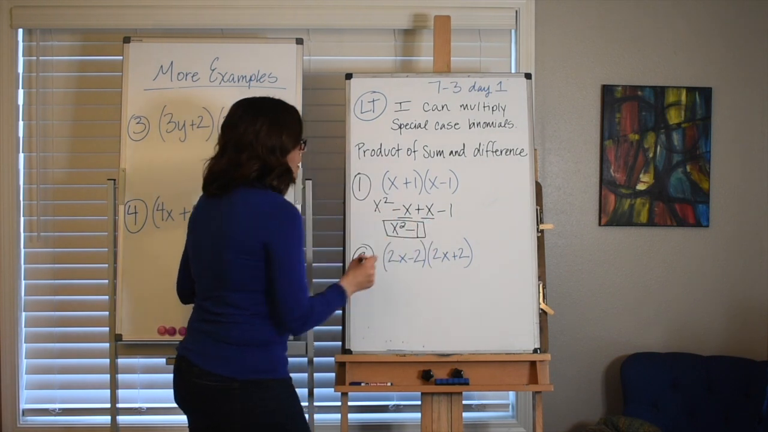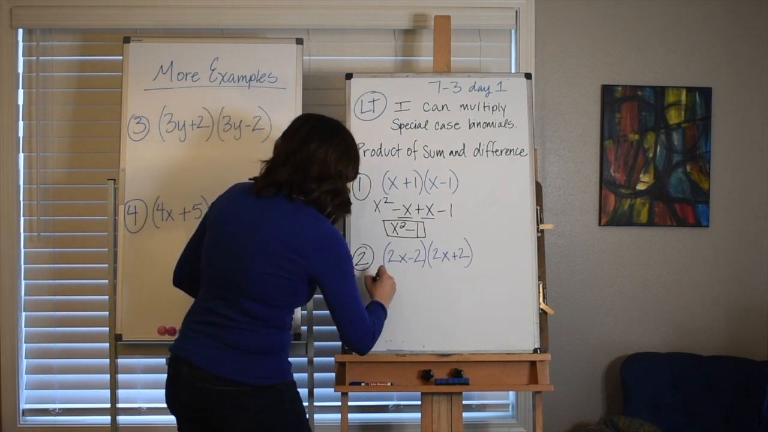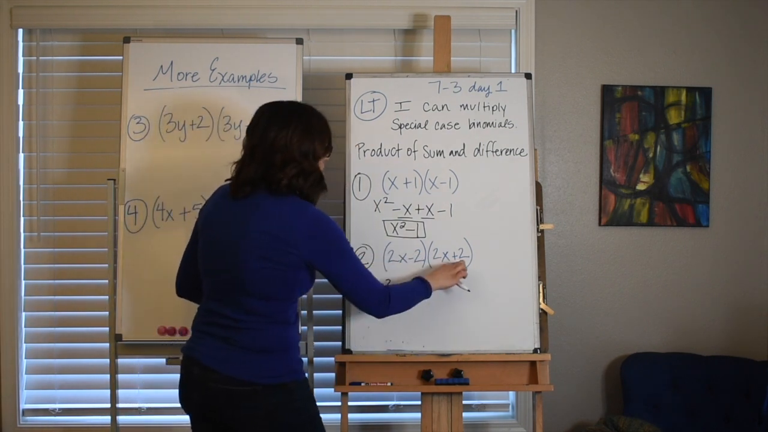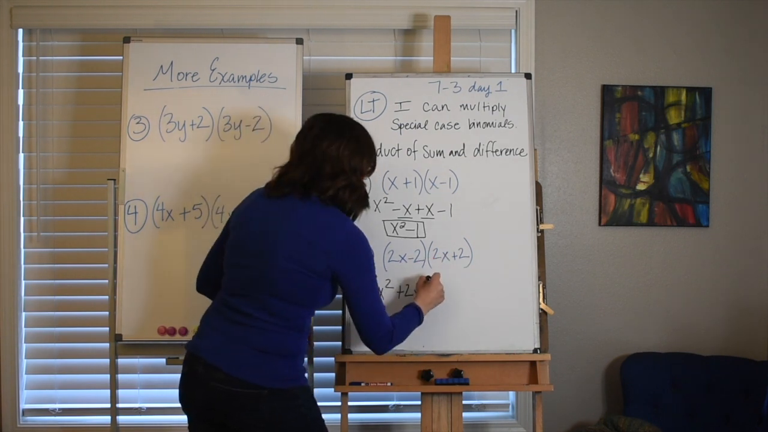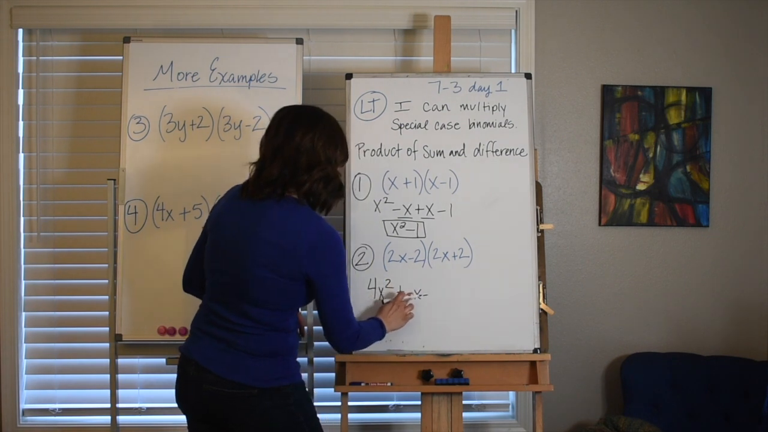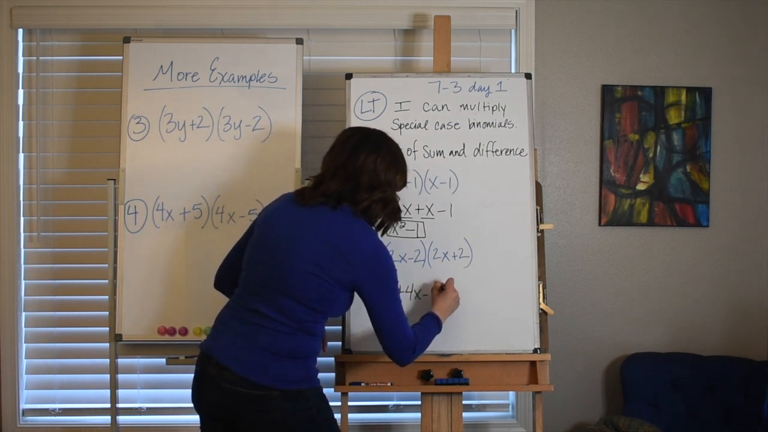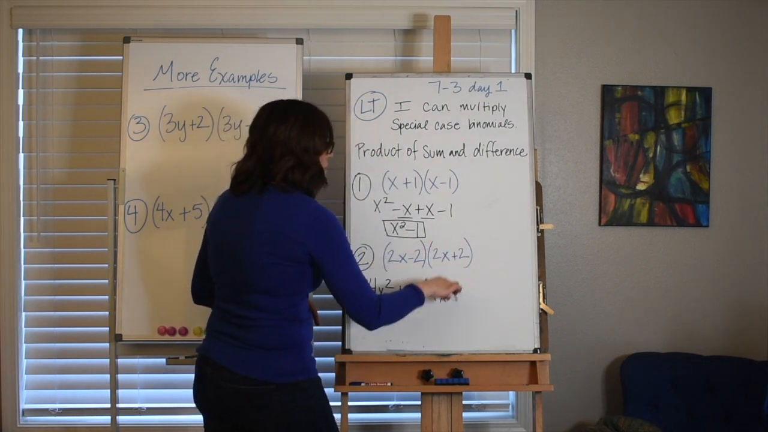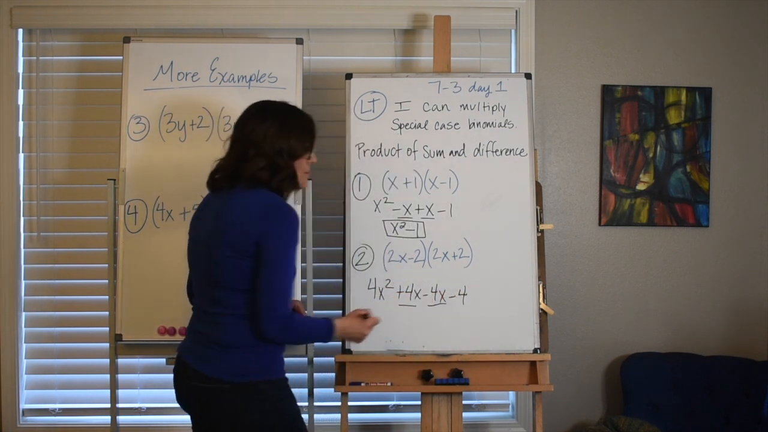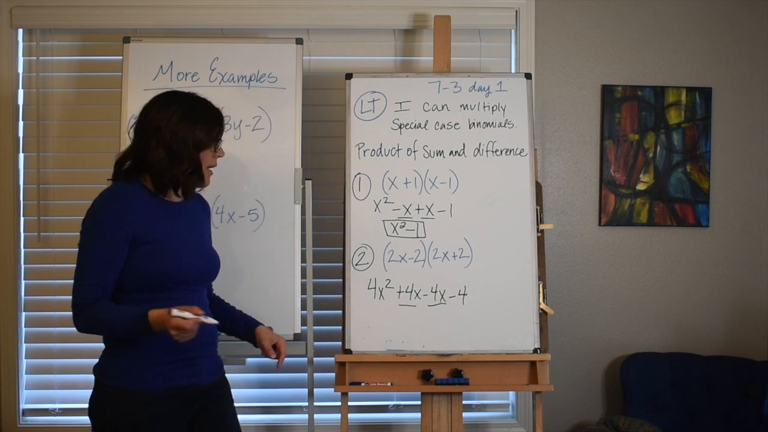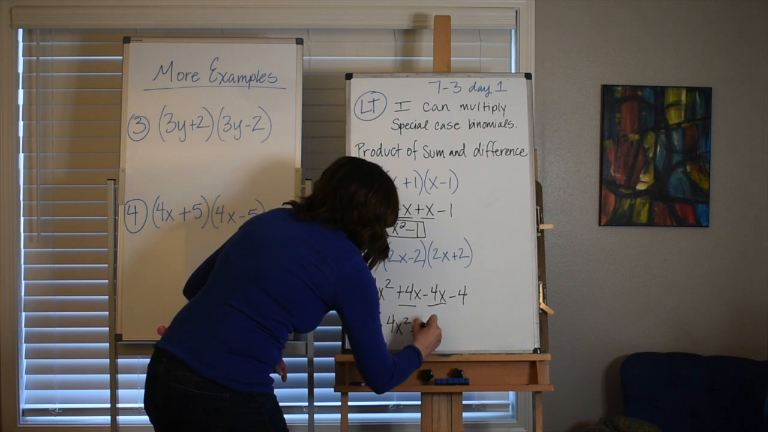Let's see if that pattern will follow with the next problem. So 2x times 2x is 4x squared. 2x times 2 is positive 2x. Negative 2 times 2x is positive 4x. Negative 2 times negative 2x is negative 4x. Negative 2 times positive 2 is negative 4. Again, these middle terms cancel out, and I'm left with 4x squared minus 4.